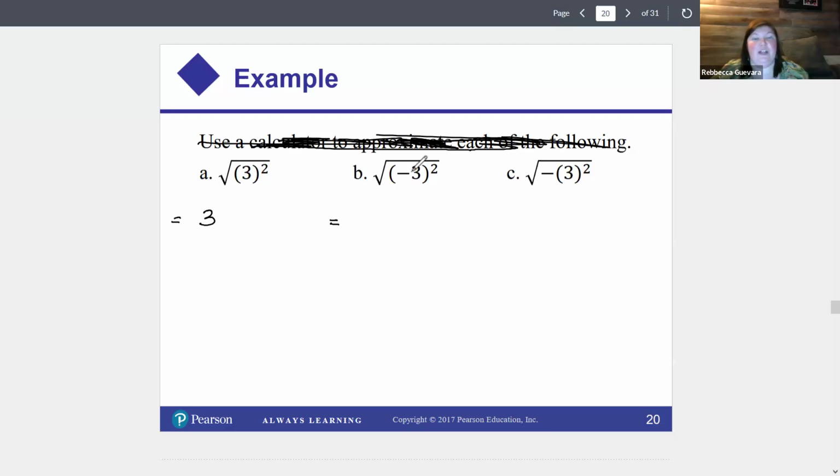If we do the square root of (-3) squared, we're going to get back the absolute value of this number, or another way of saying it is we're going to turn the negative back into a positive.